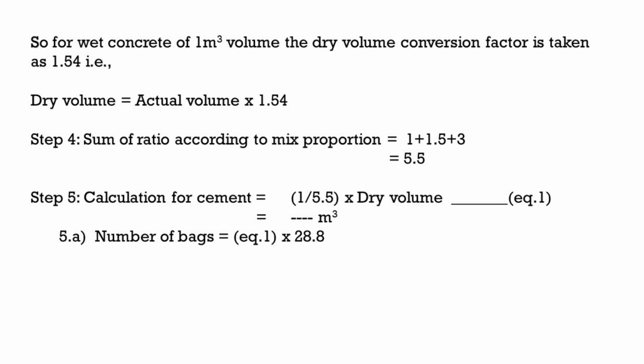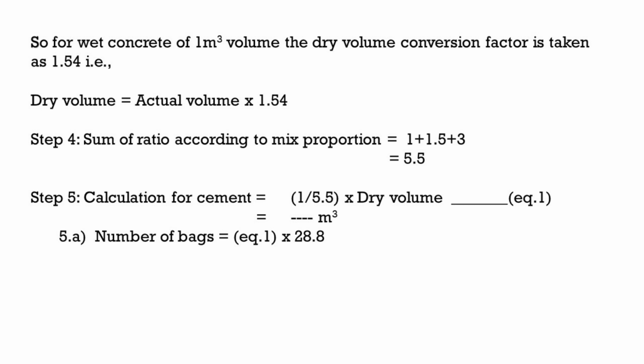Now to get the actual proportions, we add the ratio, that is sum of ratio, we get it as 1 part of cement plus 1.5 parts of sand plus 3 parts of coarse aggregate. In total it comes to 5.5. And now we calculate each material step by step. Firstly, we are calculating cement. Here the volume of cement we get as 1 portion of cement divided by total sum of ratio, which is multiplied by dry volume. We will get it in cubic meter.